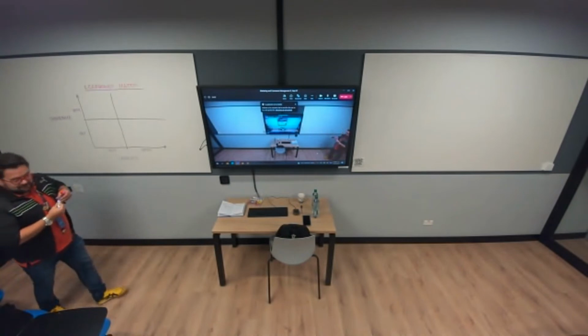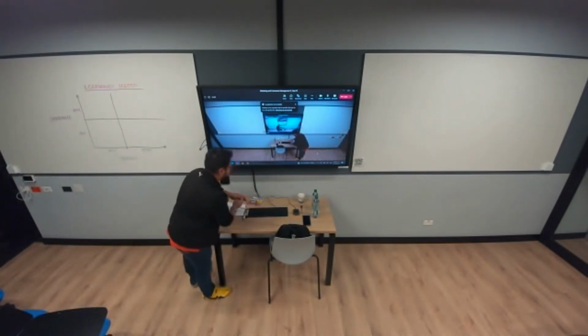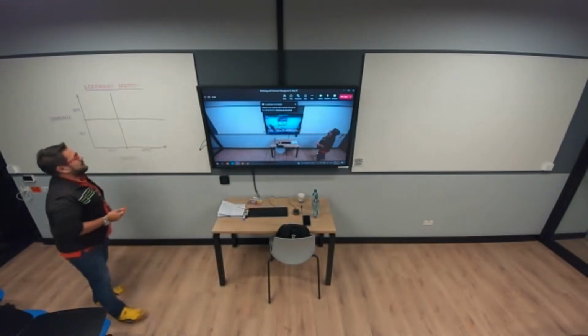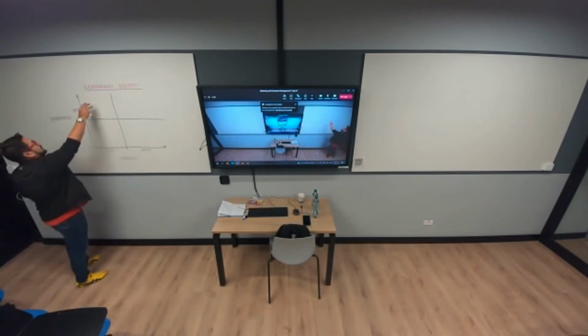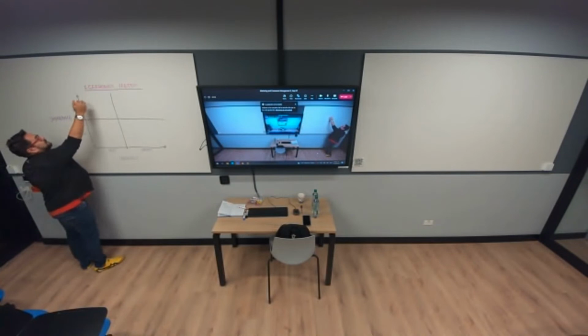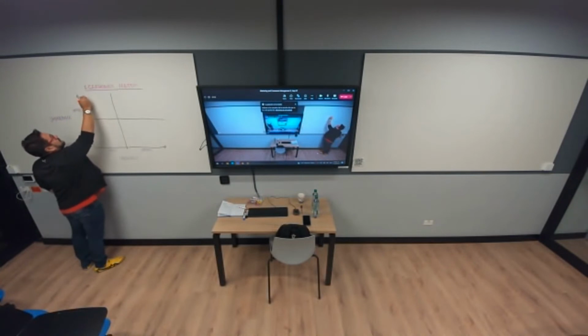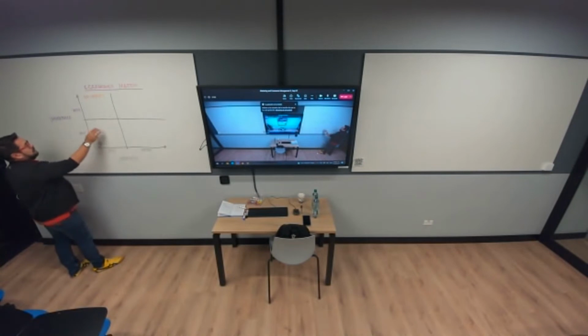Okay, so let's first write the definition for each quadrant, and after that we can find the name for each quadrant. So the definition for this one is going to be not urgent. This one as well is going to be not urgent.